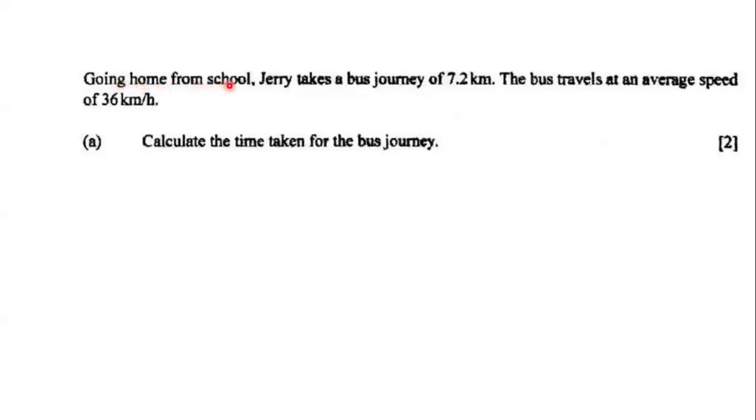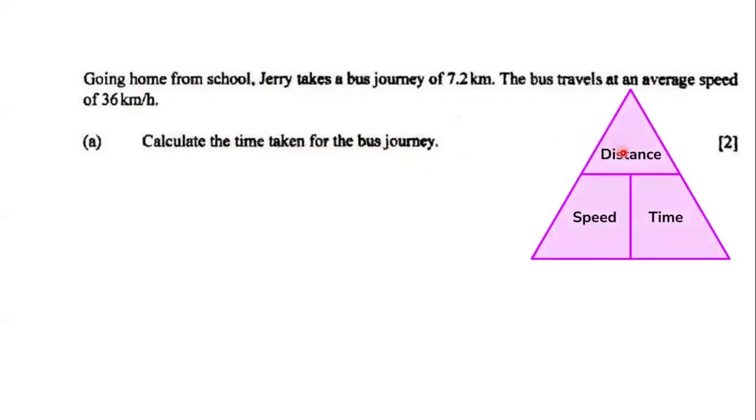Going home from school, Jerry takes a bus journey of 7.2 kilometers. The bus travels at an average speed of 36 kilometers per hour. Calculate the time taken for the bus journey. Now here we're going to use a distance, speed, and time triangle. And our goal is to determine the time taken for the bus journey.